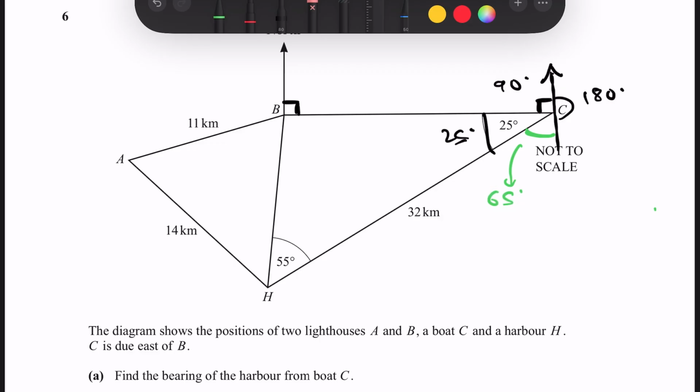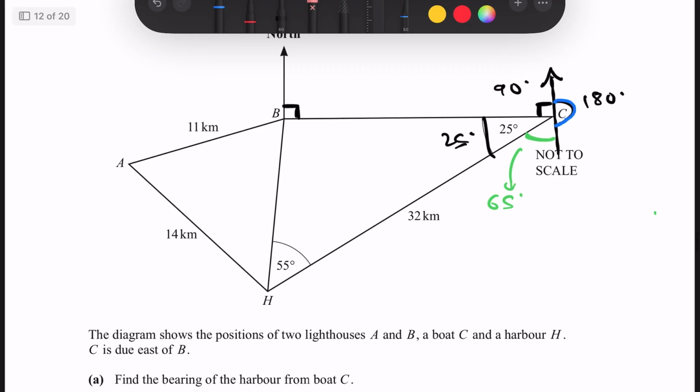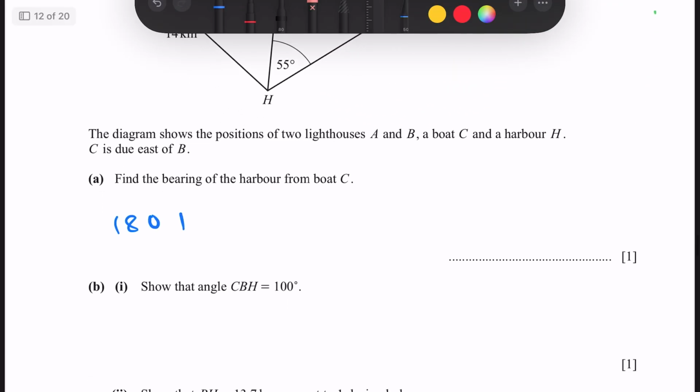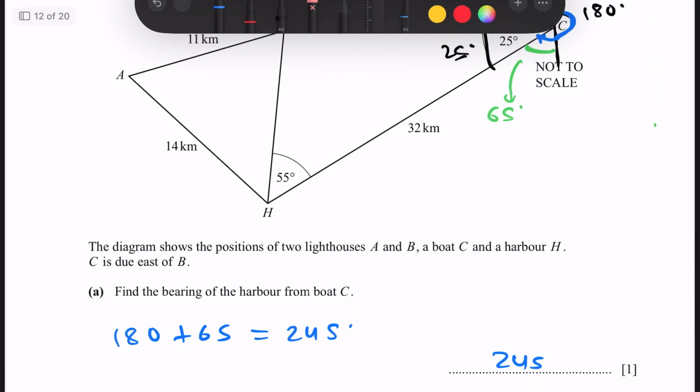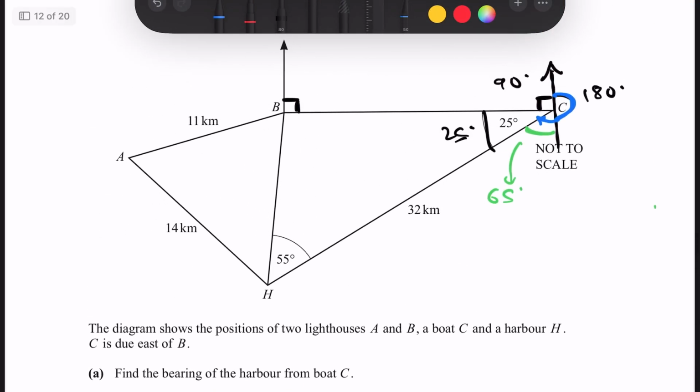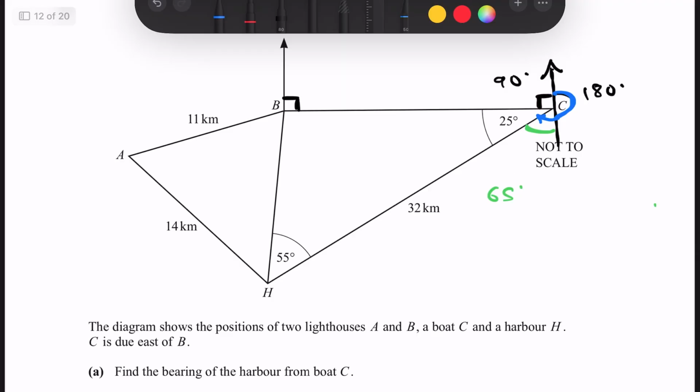And so the bearing of the harbor from C would be equal to 180, since we travel 180 degrees and then an additional 65 degrees to get to this line, which is what connects H from C. So 180 plus 65, which is equal to 245 degrees. Now B I says to show that the angle CBH is equal to 100 degrees. One second, let me first erase all of this for now.